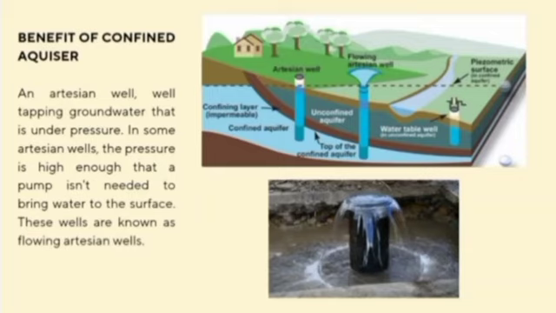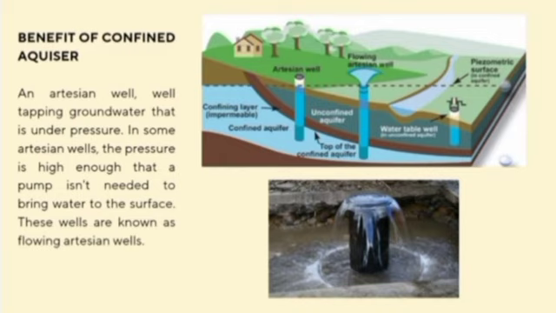Benefits of confined aquifers. One of the known benefits of an aquifer is a well. An artesian well is a well tapping groundwater that is under pressure. In some artesian wells, the pressure is high enough that a pump isn't needed to bring water to the surface. These wells are known as flowing artesian wells.